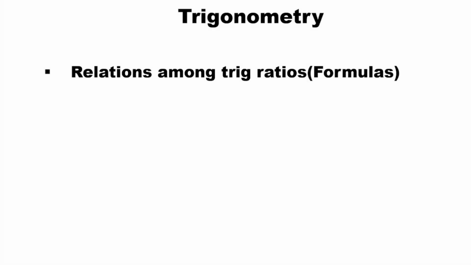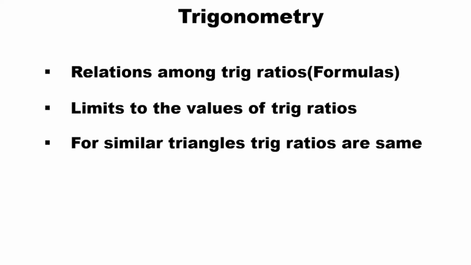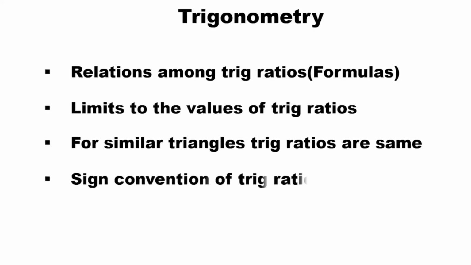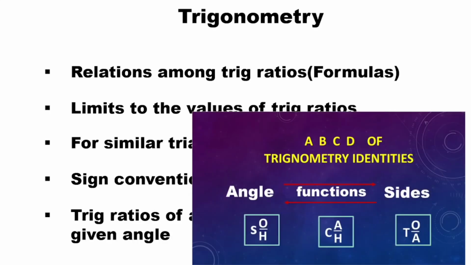In this video, I will explain the relations among trig ratios, limits to the values of trig ratios, how trig ratios are the same for similar triangles, when trig ratios are negative or positive, and trig ratios of associated angles of a given angle. In my previous video, I have explained how trig ratios are generated. So, if you want to get a complete concept of trigonometry, you must go step by step.